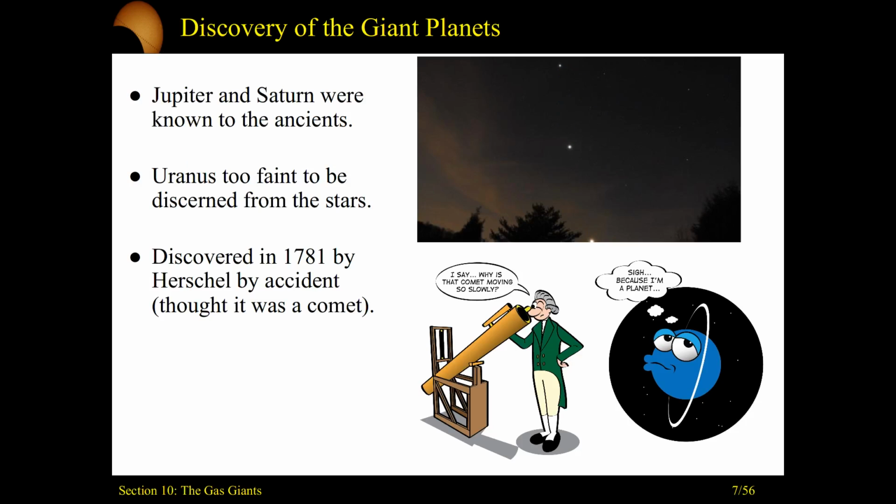Uranus was too faint. We just couldn't quite distinguish it from the stars. So it wasn't really until the invention of telescopes that Uranus was able to be plucked out and say, oh look, there's another planet in our solar system. It was actually discovered in 1781 by a man named Herschel, who actually mistook it to be a comet in the background, a slow-moving comet.